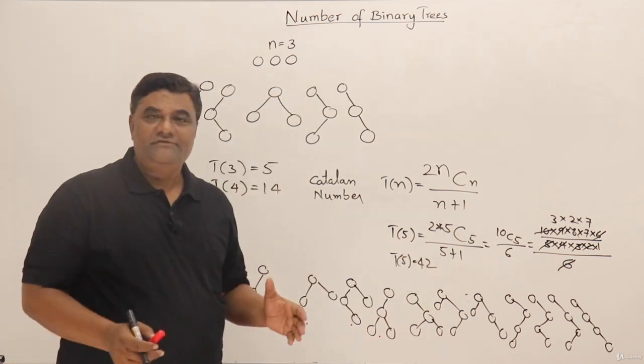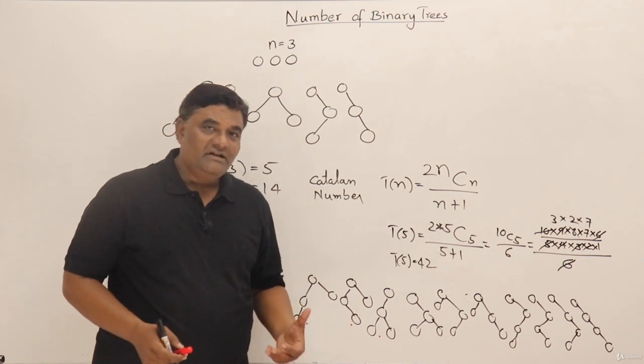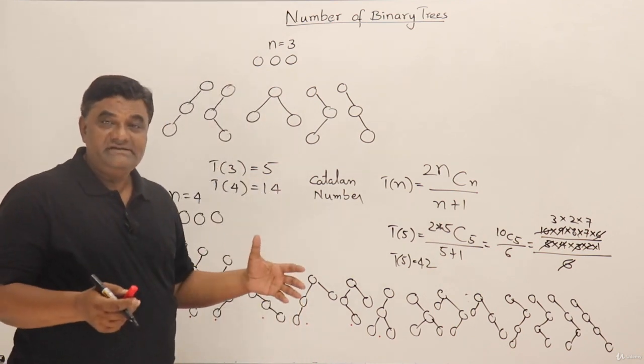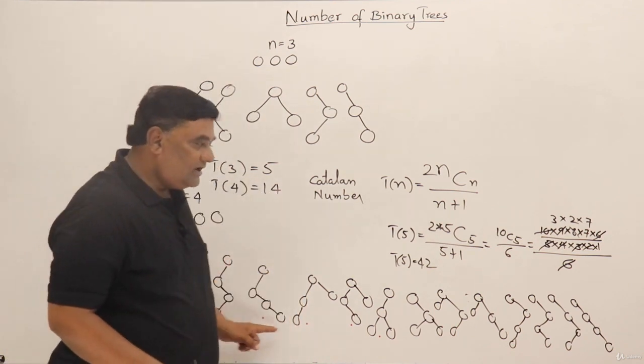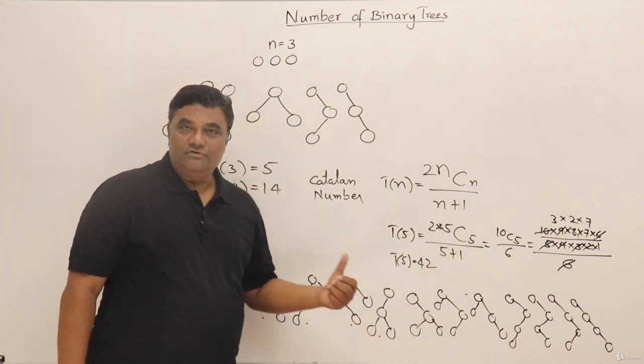So for any given number of nodes, you can find out how many differently shaped binary trees can be generated. If you want to see how those trees look, then you have to draw all of them. That may not be practical, so I have just shown for 3 nodes and 4 nodes.